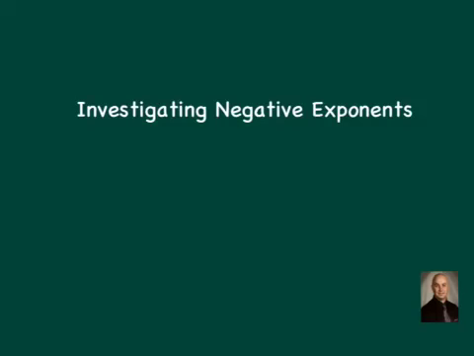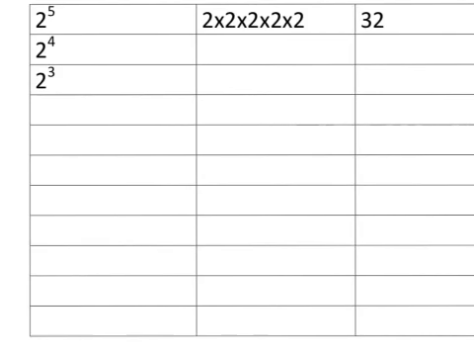This is video number 5 in the exponent series, and we will be investigating negative exponents. To investigate exponents, we can look at patterns. On the left-hand column of this table, we have exponents written in exponential form. We'll start with a base of 2 to the 5th power, going down to 2 to the 3rd power.